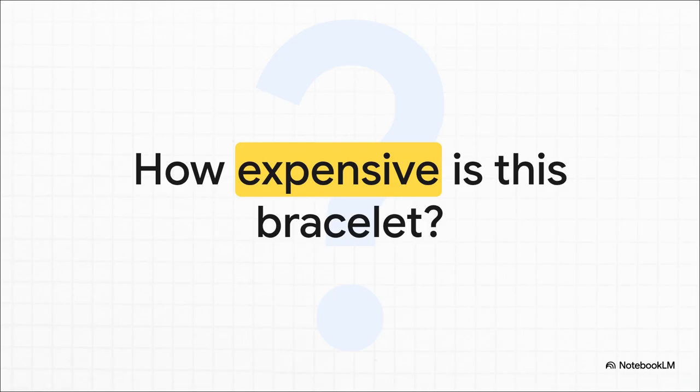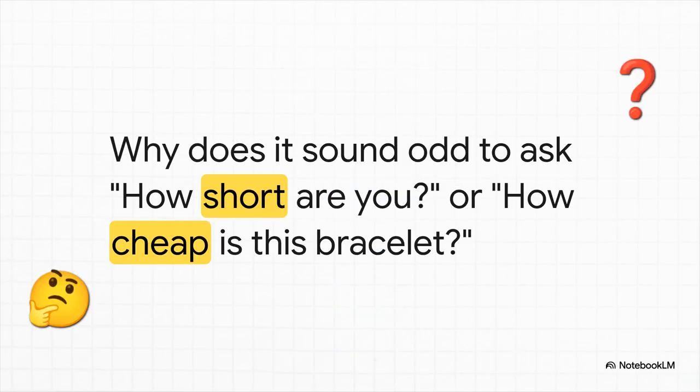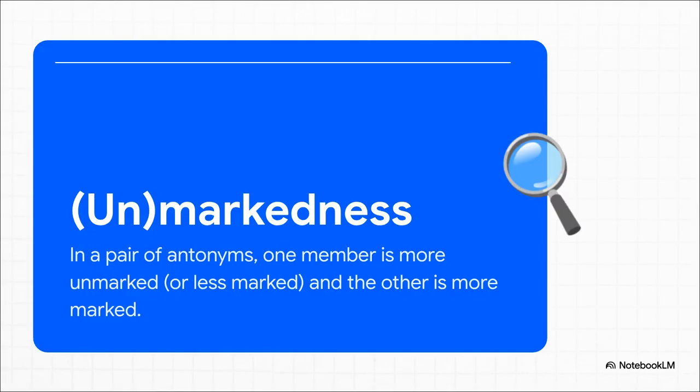Well, now for the big question. Why does it sound so fundamentally weird to ask, how short are you? Or how cheap is this? Or how shallow is the canal? We know what the words mean, but the questions just feel wrong, almost unnatural. And there's a reason for that, a really cool concept called unmarkedness.